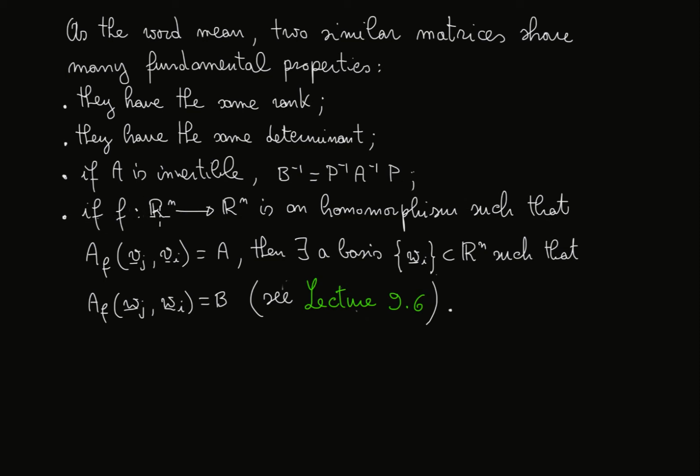If F is a homomorphism from Rn to Rn, and A is the associated matrix of F with respect to a choice of two bases, Vj and Vi, then there exists a basis, Wi, in Rn such that the associated matrix with respect to Wj and Wi equals B. And we have shown this in lecture 9.6.